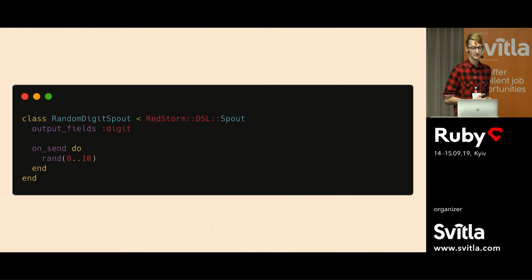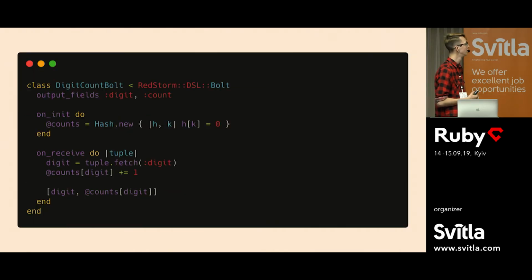And let's start with a simple spout, which is a source of our stream. This one auto-generates our stream, so it constantly generates a random number from a range of 1 to 10. Then we have a bolt, which counts the occurrences of each randomly generated digit.